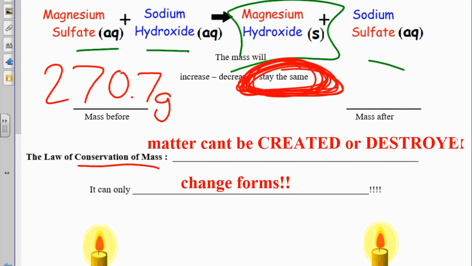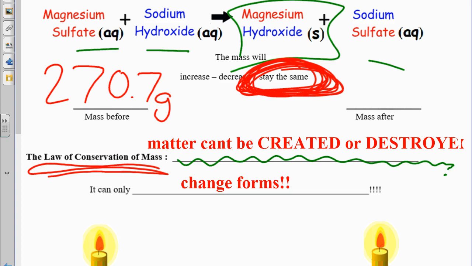This is the new idea here: the law of conservation of mass. Write it nice and big. I got a great test question on this one. Matter cannot be created or destroyed. You might have heard that before. The only thing it can do is change forms. It can turn into a solid, it can turn into a solution, you can move things around, but you cannot create or destroy matter.